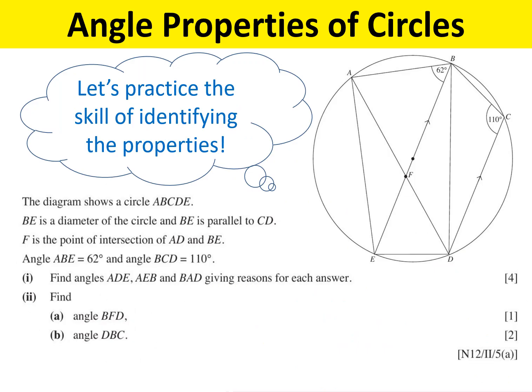Okay, so here is the problem. The objective of this lesson is to help you to see the properties better and also to sieve out certain misconceptions. Now, the common mistake by those who are struggling with this topic is simply to jump into solving the question without understanding the diagram. And this often leads to the misinterpretation of the properties and applying them incorrectly, or to giving the wrong reason for the answer. So let's practice the skill of identifying the properties right now.